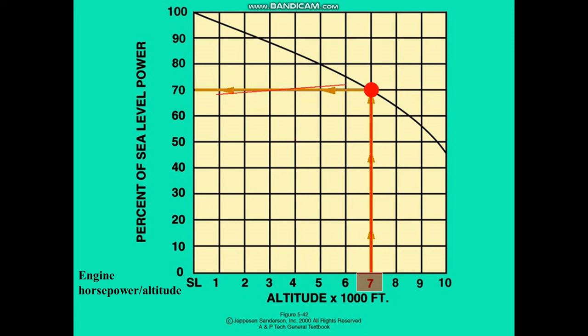Now you have a horizontal line until you arrive at the percent of sea level power. Now you will find that you have 70. This is the percent of the power when the aircraft is at 7,000 feet. And this illustrates how to find the engine horsepower per altitude.